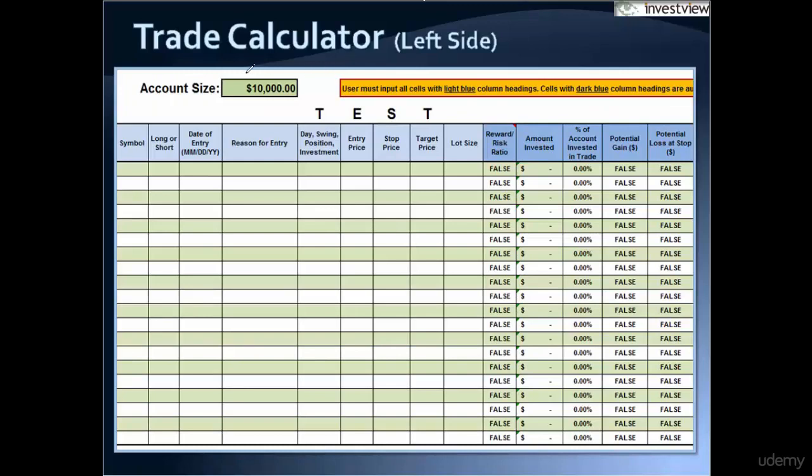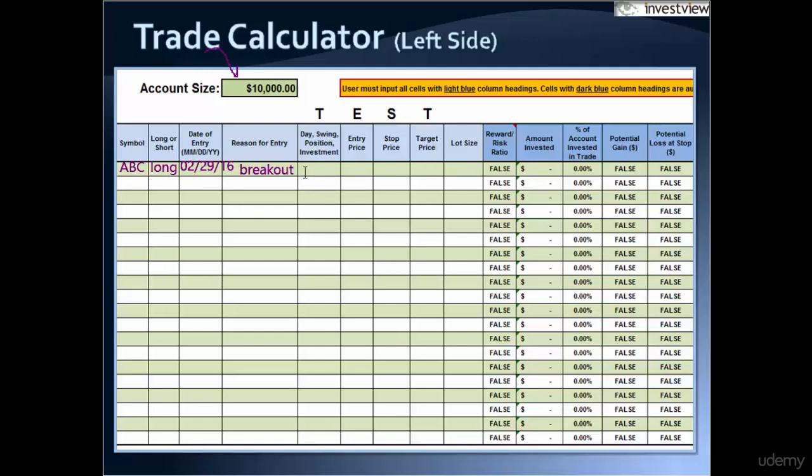You download the calculator. First, you put in your account size. From there, it now knows how to calculate the rest. So any trade you take, you just fill it out. Let's say I'm going to trade ABC stock. So I'm going to buy ABC, and I'm going to go long ABC stock. So I'm going to put in long here, and I'm going to buy it today, February 29th. And the reason I'm buying is because of a breakout or whatever.